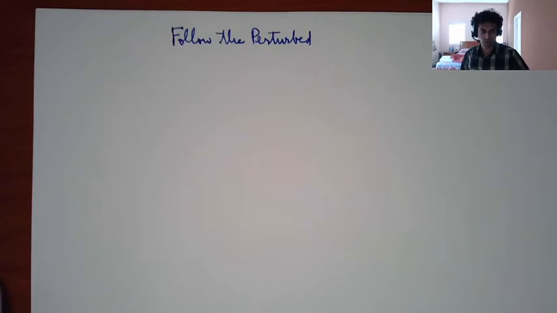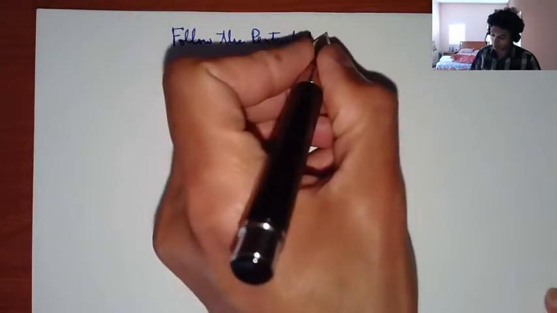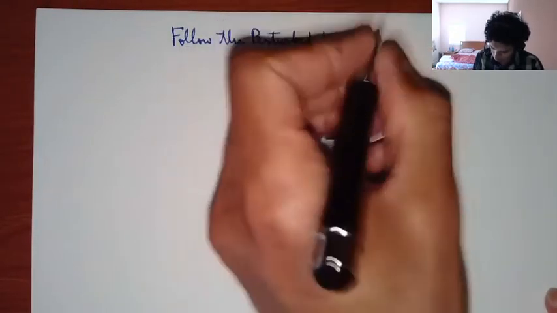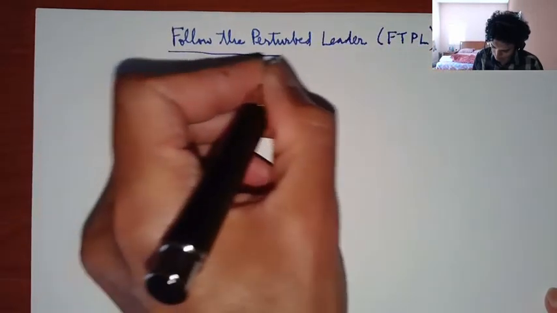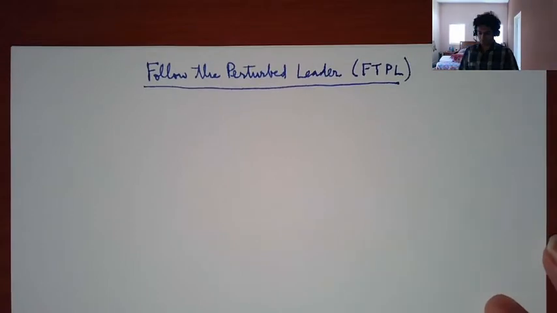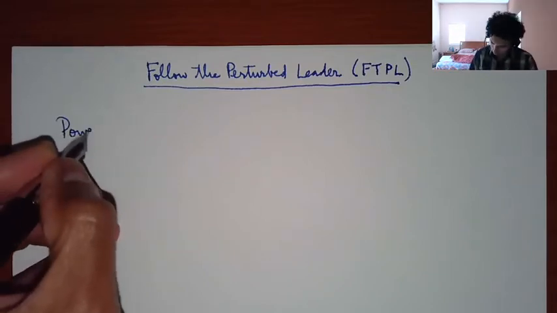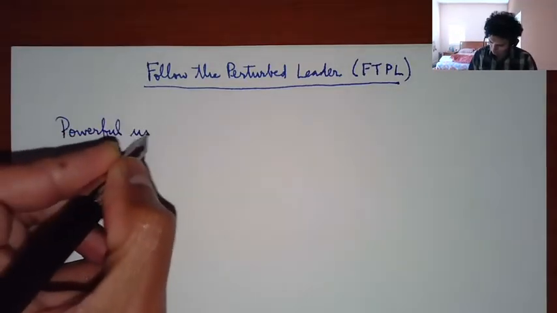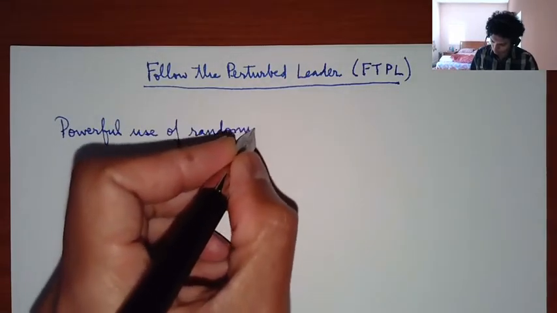Just a second. So I'm going to talk about a result or an algorithm called Follow-The-Perturbed-Leader, FTPL, or sometimes known as FPL. But let me tell you sort of what the basic idea, and this is really a powerful use of randomization.